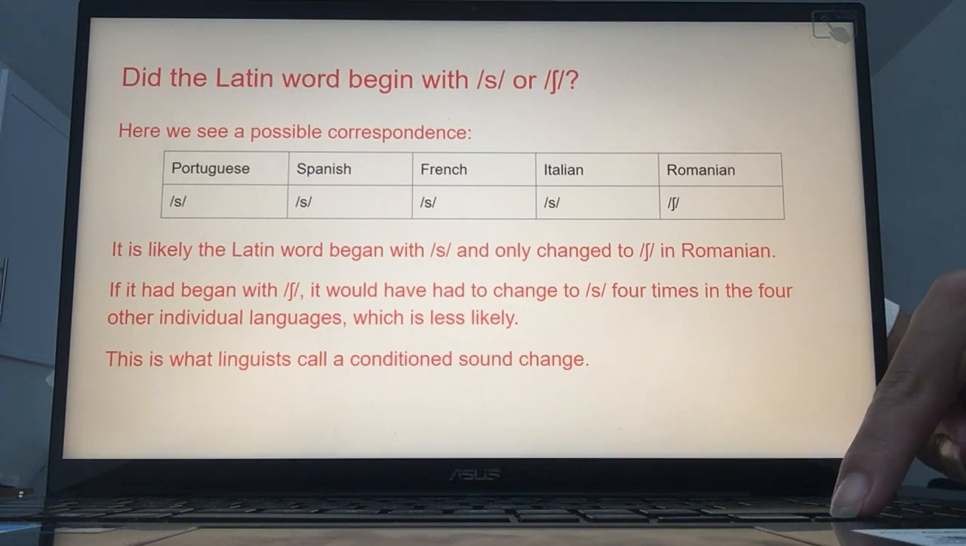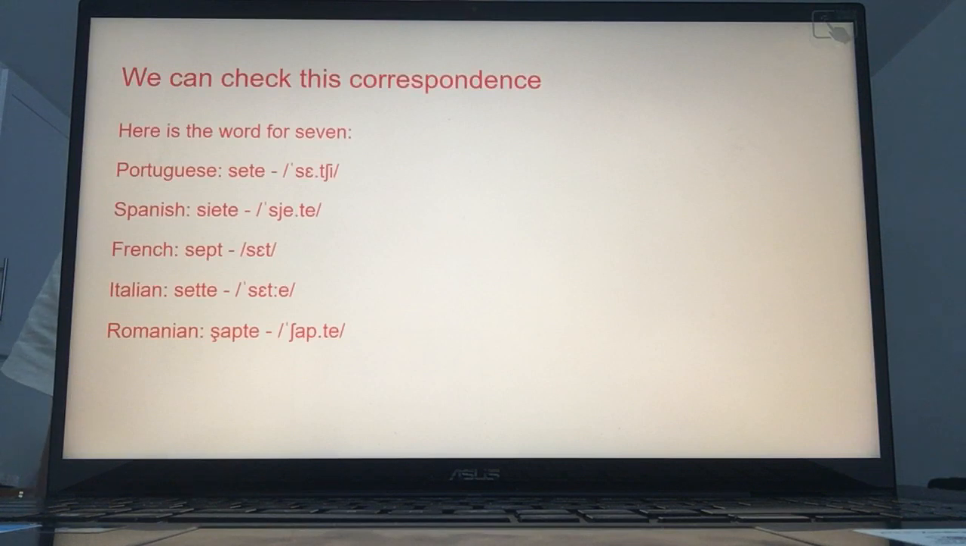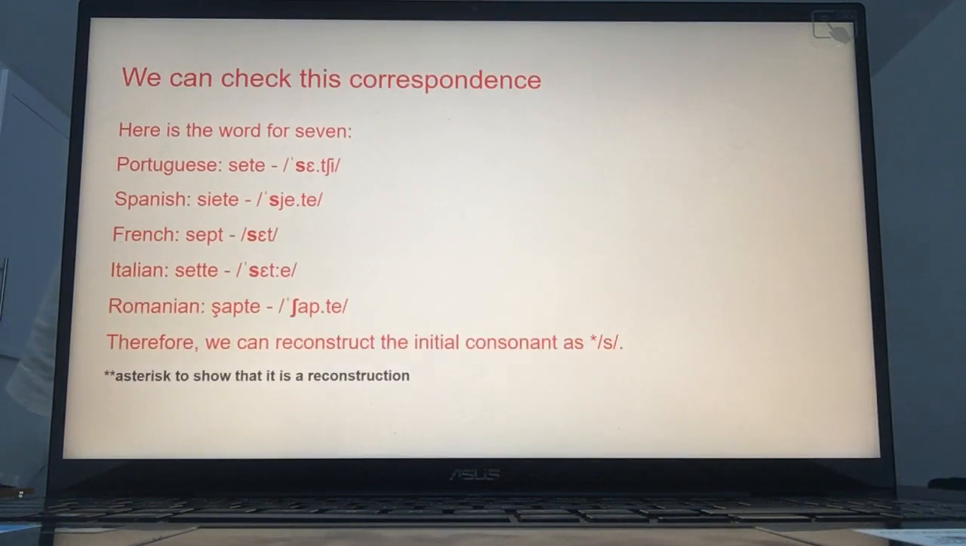In that case, we should probably check the correspondence first before we assume anything. So here's the word for 7. And as you can see, there's that sh pattern going on there. So we can confidently reconstruct the initial consonant as s.